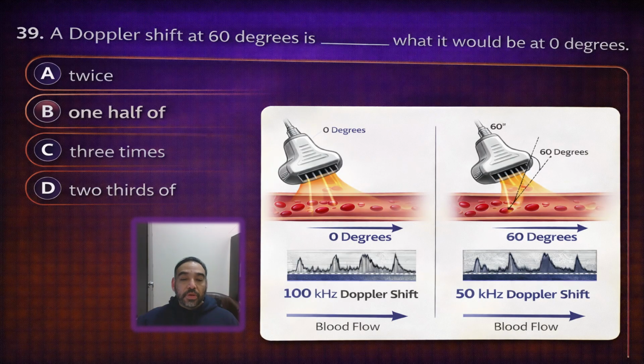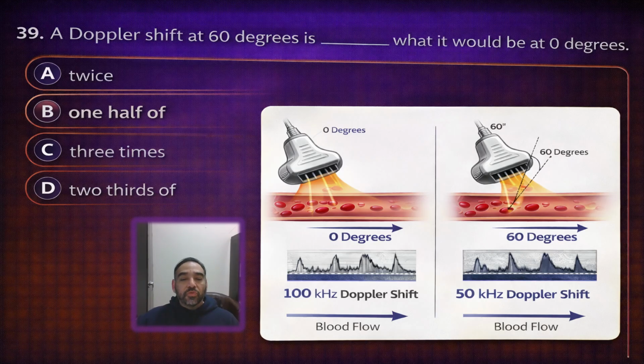Step 2, if you think about 60 degrees, cosine of 60 is 0.5. That means the Doppler shift is 0.5 times the Doppler shift at 0, in other words, 1/2 of what it would be at 0.